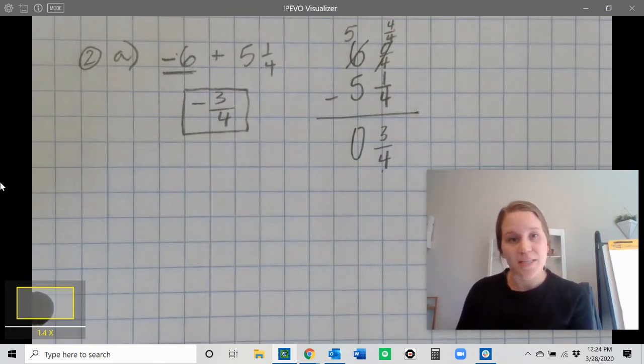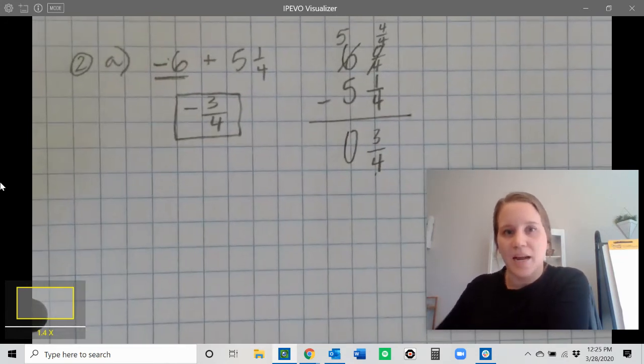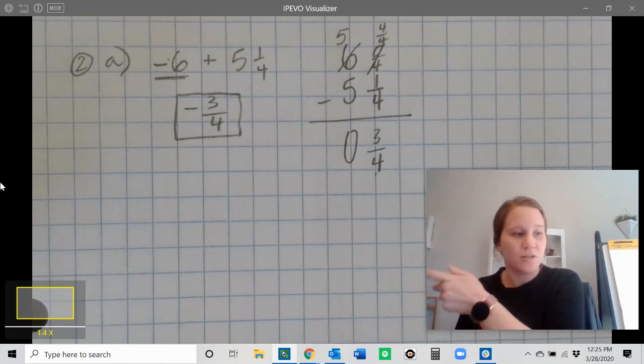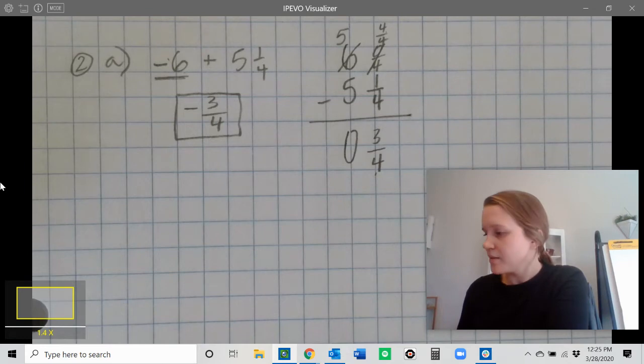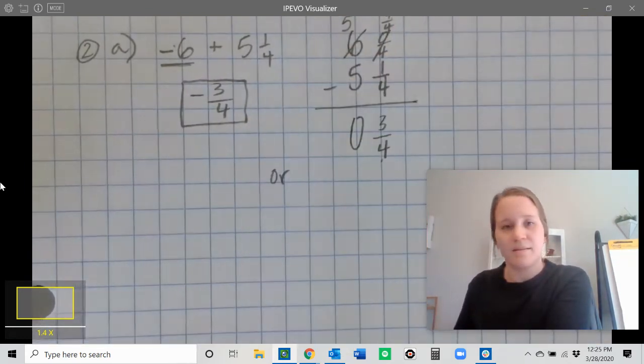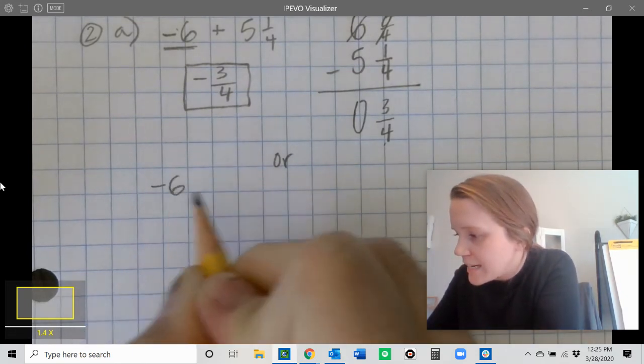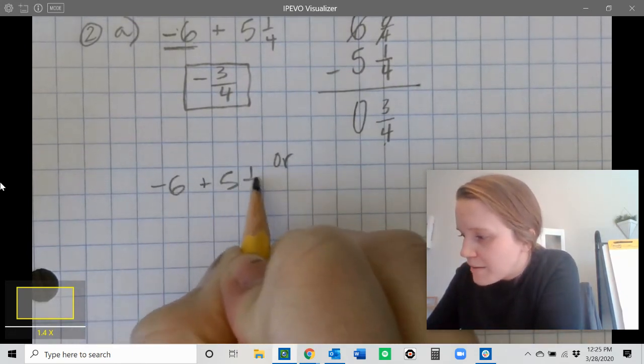However, there's another way to solve too that I think some of you might like as well. So I'm going to go ahead and underneath this write another way to solve. I want you to have both on your paper so that when you're doing your independent practice today, you can look back at both examples. Okay. So I'm just going to write or and then show a different strategy. Here's the question one more time. Go ahead and copy it down. Negative 6 plus 5 1/4.